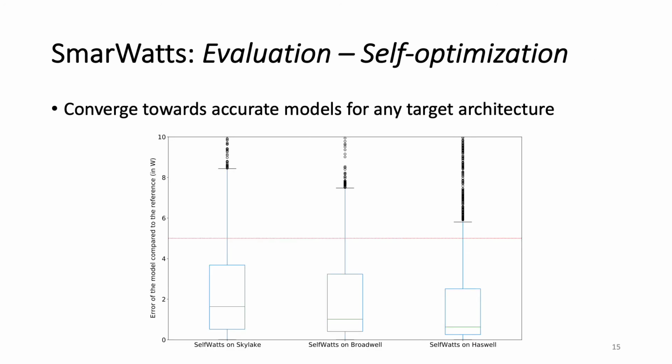To evaluate the self-optimization abilities of SelfWatts, we choose to run the same workload on 3 nodes with different CPUs, and we can see on the figure that SelfWatts converges toward an accurate model for any architecture. We can see for each architecture that the error stays below 2 watts on average, and that the error always stays below the 5 watts threshold. And this shows that SelfWatts is able to adapt to different architectures.